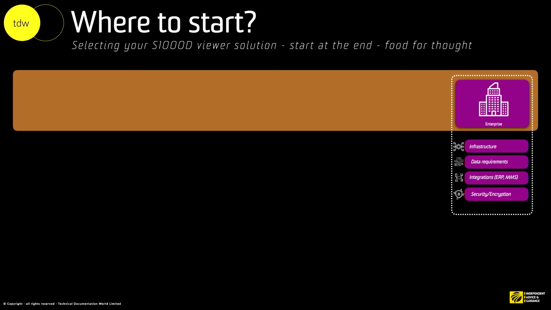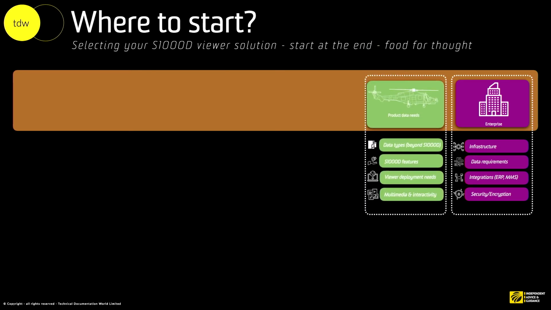I won't go through all of these in depth because I'm already over my 20 minutes. What are our data requirements? And we can talk about that on a future tutorial. What are the integrations, the output integrations? Are we going into ERP systems or maintenance management systems? And what are our security and encryption requirements? Encryption is increasingly becoming an issue for those of us that are going more and more to a cloud-based solution. What are our product needs?